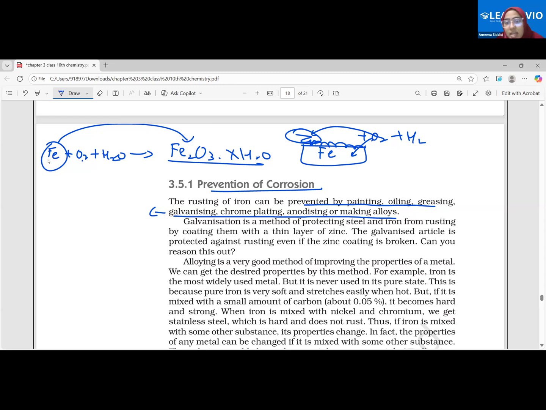Zinc will get oxidized, and iron stays reduced. When it's reduced, definitely it is forming the pure metal. We saw in the extraction of metals also that reduction will give us pure metal. Yes or no? Yes, ma'am. So here the more reactive metal, zinc, gets oxidized, and the less reactive metal, iron, is safe as a pure metal. That's the only thing which is galvanization. Galvanization is nothing but the plating of zinc on iron objects through the electroplating method. Is it fine?